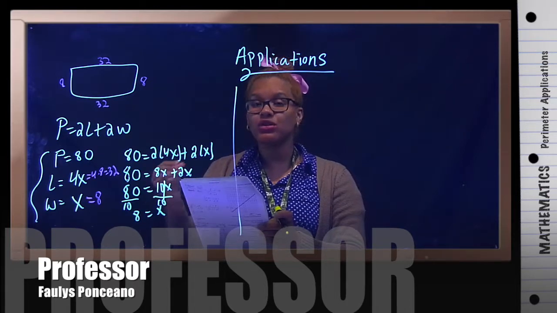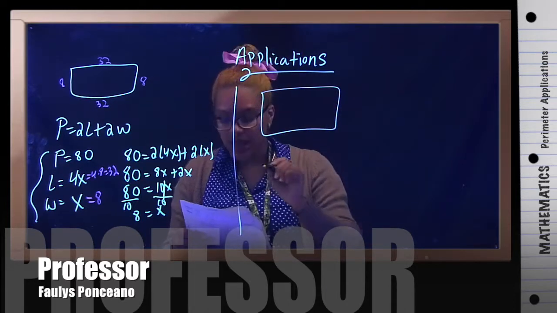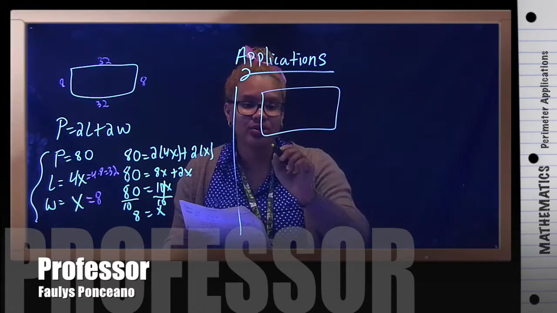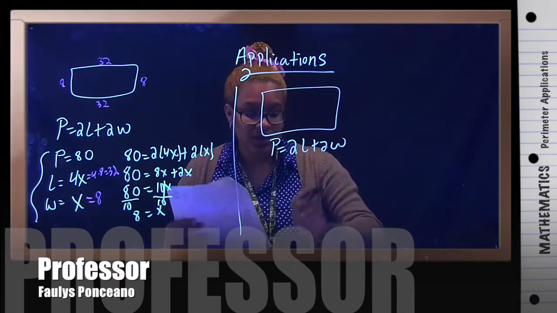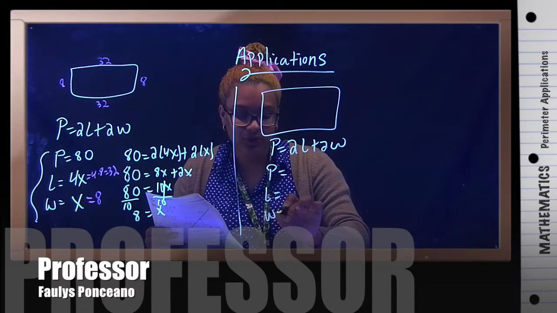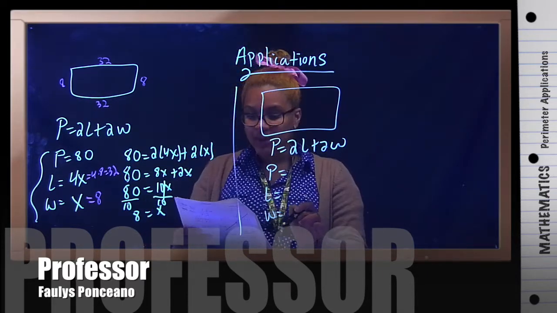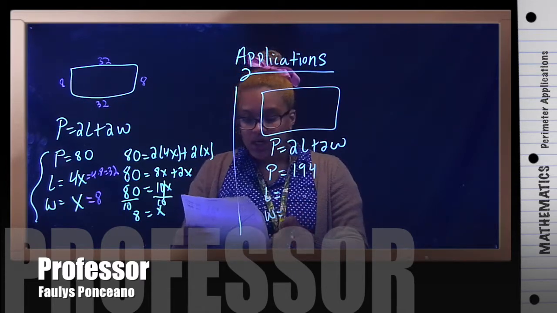Okay, so a rectangular garden. Again, I'm going to do my drawing, and it's talking about perimeter, so I'm going to write my perimeter formula again. Then I need to know some information about the perimeter, some information about the length, and some information about the width. What did I say is the perimeter? 194.